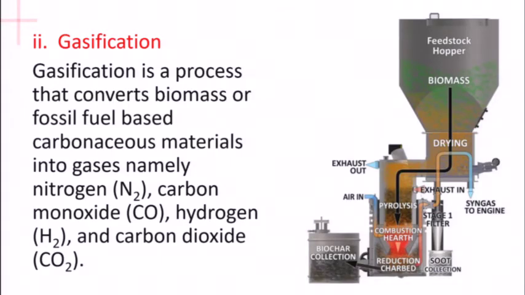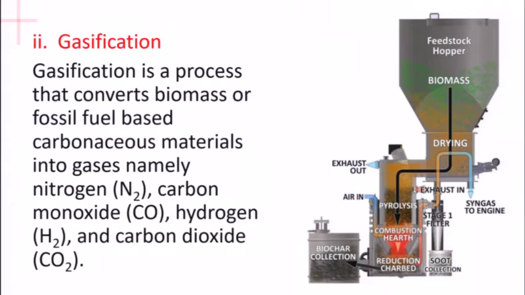Next, coming to gasification. Gasification is a process that converts the biomass or fossil fuel based carbonaceous material into gases, namely nitrogen, carbon monoxide, carbon dioxide and hydrogen. As shown in the picture, the feedstock hopper is the place where the biomass is sent in and it gets dried and it gets combusted in the lower chamber. Because of the combustion, the biochar gets collected in a collection chamber and the exhaust gas comes out through the top. At the same time, a syngas is produced from the combustion chamber which can be used for further purposes.